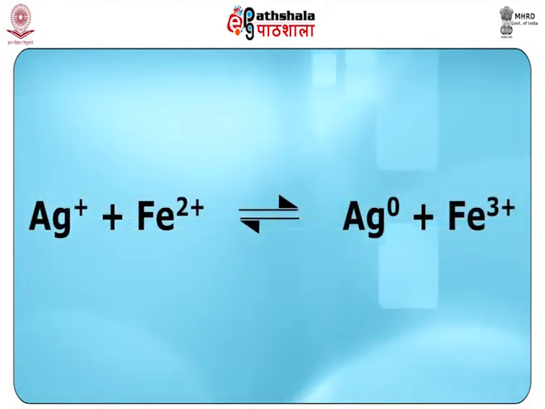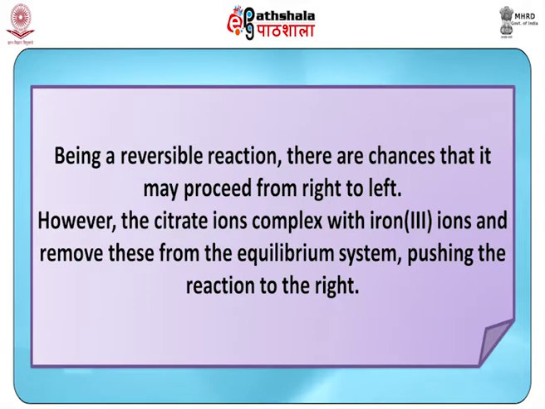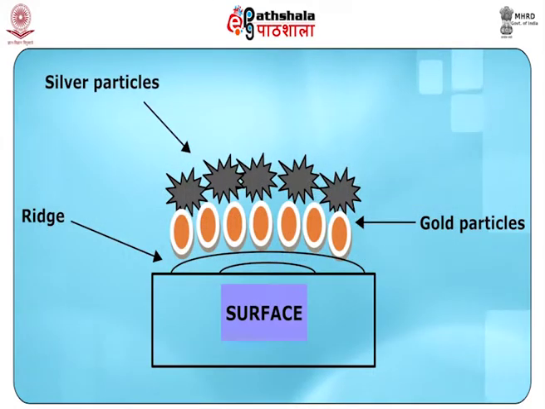The latter are produced by the reduction of silver ions by iron ions. The reduction reaction is also shown here. Being a reversible reaction, there are chances that it may proceed from right to left. However, the citrate ions complex with iron ions and remove these from the equilibrium system, pushing the reaction to the right. The silver particles then settle on the colloidal gold, imparting a dark gray or black color to the ridges. A schematic diagram showing the adsorption of gold on ridges followed by adsorption of silver on gold is shown here in the figure.